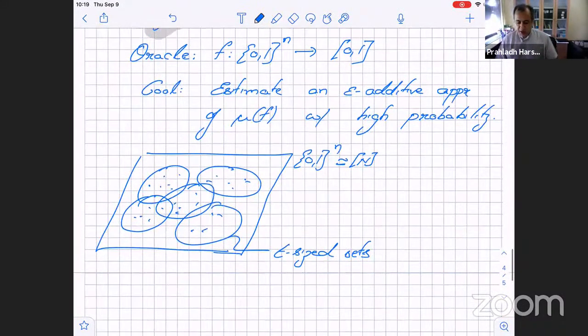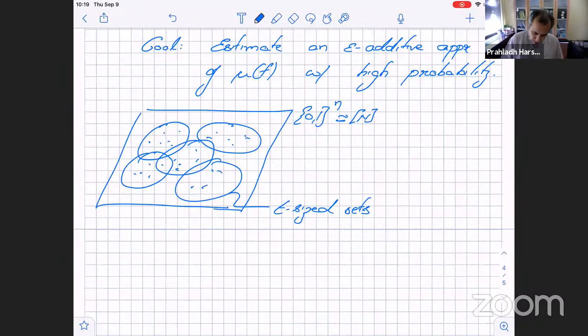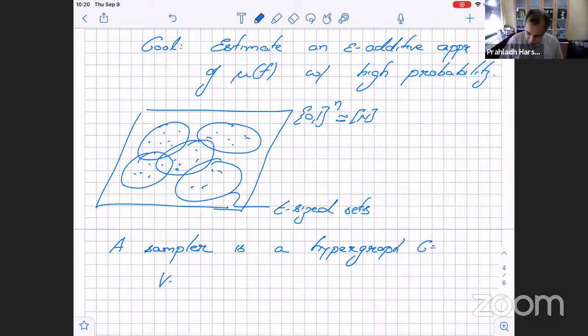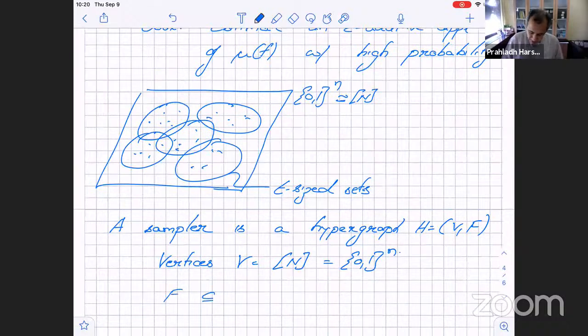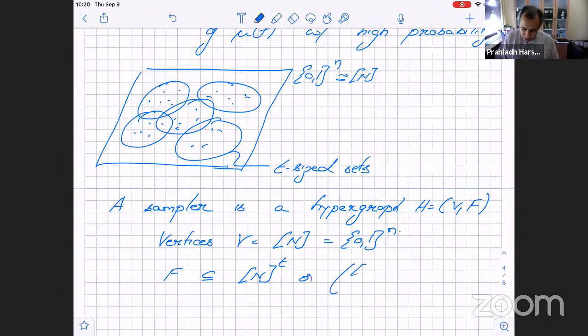We got this. Now we're going to say a sampler is any object of this type. So this is how I'm going to define a sampler. A sampler is a hypergraph of this type. Let's call it a hypergraph H, with vertices and a set of edges. What are the vertices? The vertex set V is exactly this N, which we identified with {0,1}^n. And E is some subset of N choose t. These are the hyperedges. They could be ordered sets or unordered sets. I'm not going to make a fuss, so this could actually be N choose t.